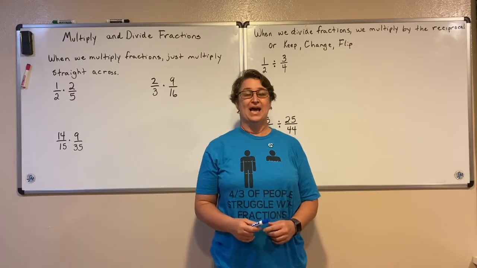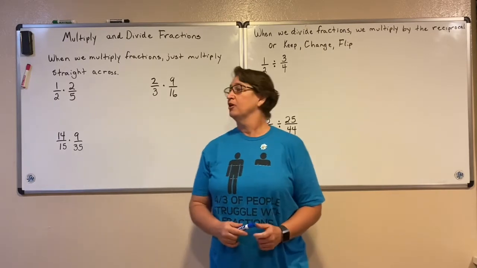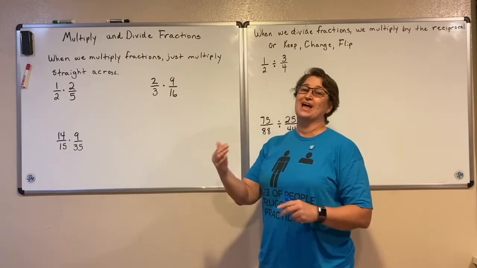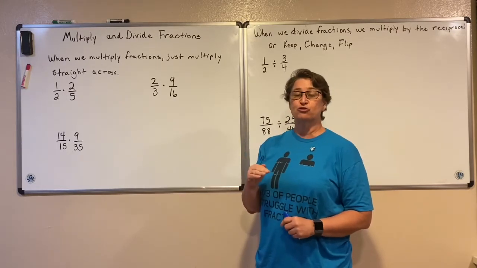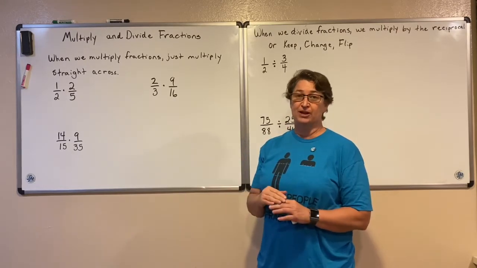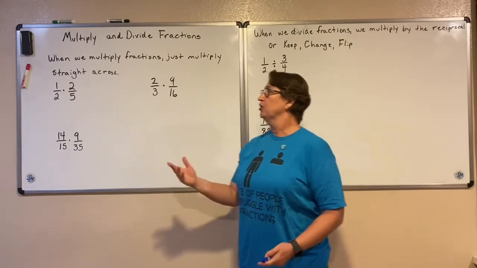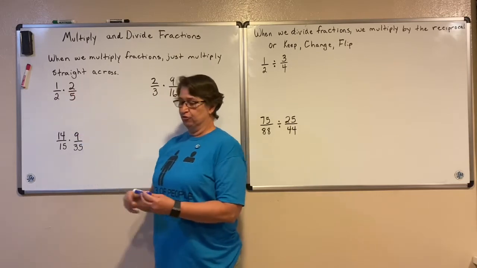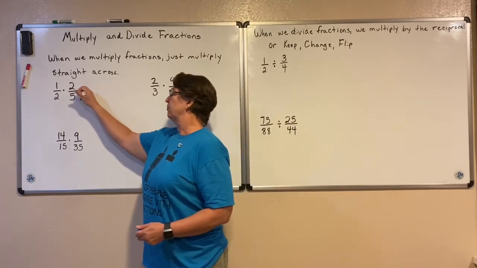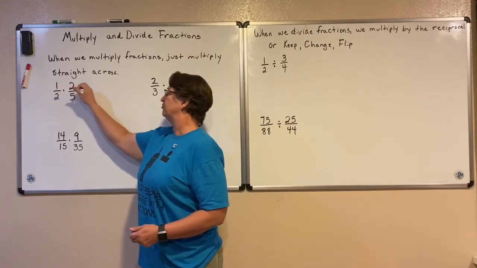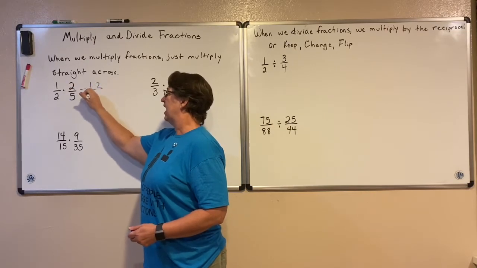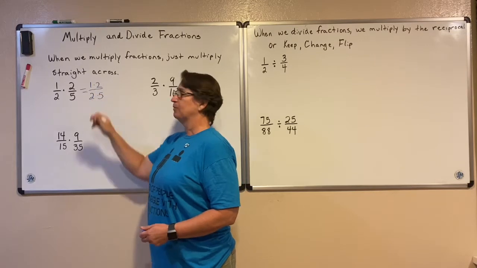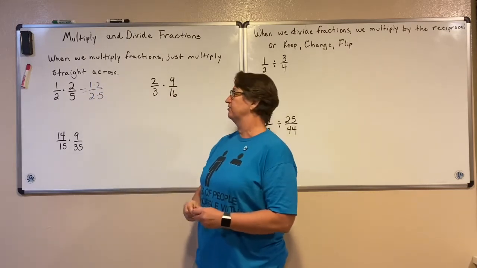Let's multiply and divide fractions. So when we multiply fractions, we simply multiply straight across. The numerator times the numerator and the denominator times the denominator. So for instance, here we have 1/2 times 2/5. We are just going to multiply the 1 times the 2 and the 2 times the 5. So we're just going to multiply straight across.